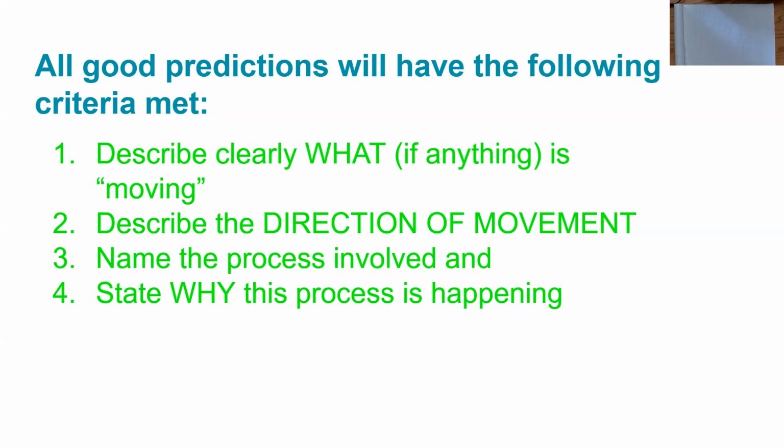The third thing that all good predictions are going to have that I'll be looking for in your answers is I want you to clearly name the process. I want you to name which of these two processes, if any, are taking place in each situation. And lastly, I want you to remember to state why this process is happening. All year long in science, I've been barking at you to look for cause and effect relationships. This is one of those classic times where you can see something moving in the background that will help you to understand why something else takes place. What is the cause behind the effect that we see?